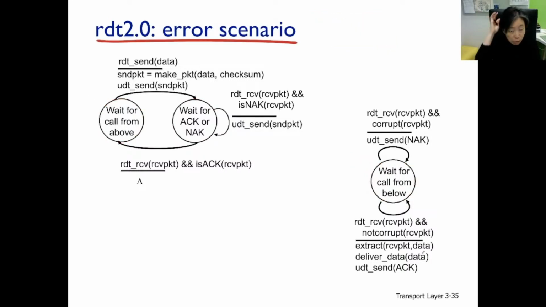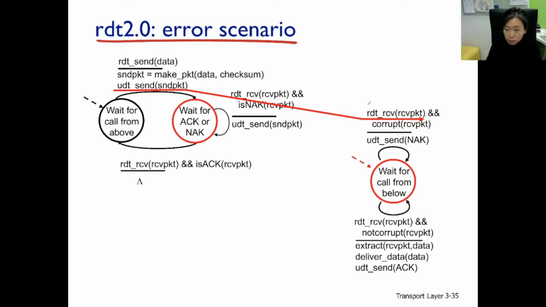The next example is more interesting, where there is error. Similarly, the sender starts from the wait for call from above state. The receiver starts from the wait for call from below state. And there's a call coming in, generating the packet, sending the packet out through the network layer. Straightforward. So this event matches and these actions are taken, and we take the transition and move to the wait for ACK or NAK state. And that's going to generate a packet to the receiver.